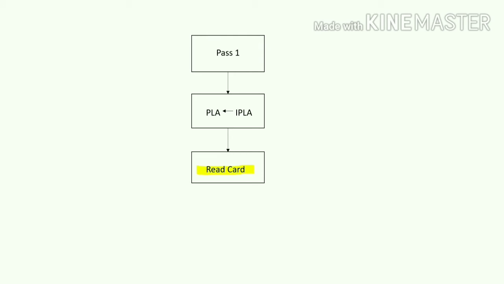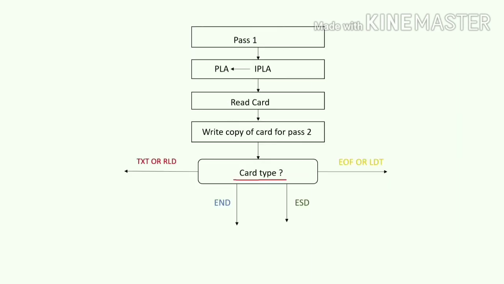As you know, there are two passes, that is Pass 1 and Pass 2. So as soon as we read each card, we will maintain a copy of it for Pass 2. After this, actual processing starts. We will check the type of a card and depending upon that, further processing will be carried out. There are 6 different types of cards in direct linking loaders. So first let's see TXT cards and RLD cards.